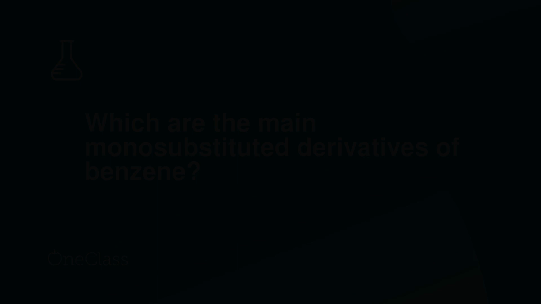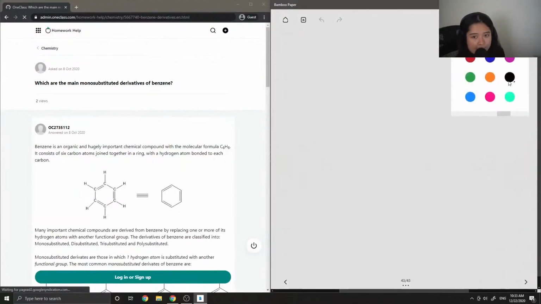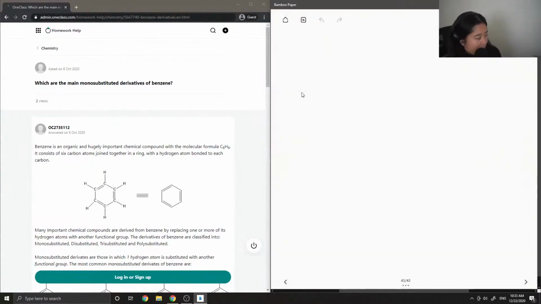Question number 5. Which are the main monosubstituted derivatives of benzene? Okay, so first I'll just draw out benzene. It contains 6 carbons in a cycle.